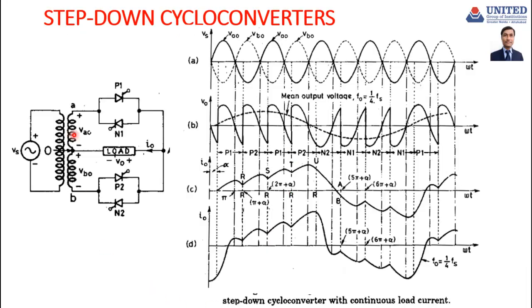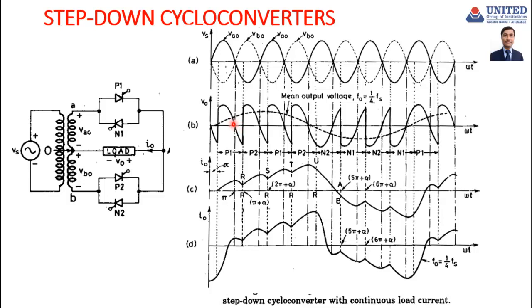Now let us see the step down cycloconverter for midpoint configuration having continuous load current operation. Here from the figure we see that when A is positive with respect to O, then P1 is triggered at omega t equal to alpha, and then positive voltage appears across the load, and load current starts flowing. At omega t equal to pi, the supply and load voltage are 0.